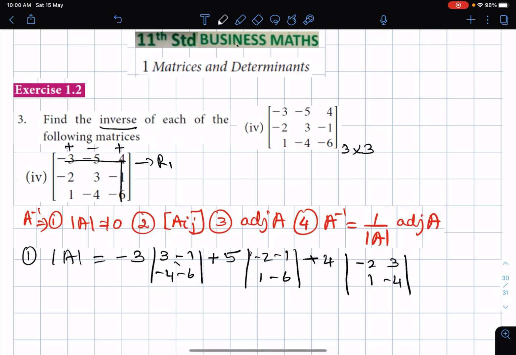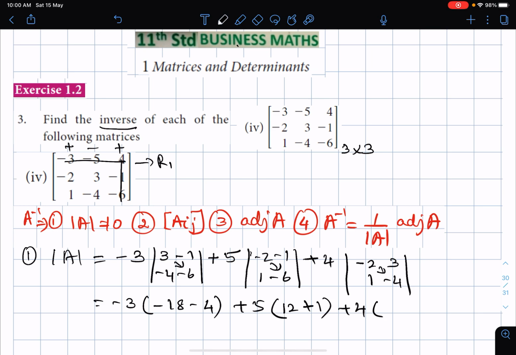Now expanding each determinant, you will get the answer. So the answer is minus 3 into minus 18, minus into minus plus, so 4 into 1 is 4. So you can remove this bracket and directly write it as minus 4. Now plus 5 into minus 2 into minus 6 will give you plus 12, and minus into minus plus 1. Then the last one, 4 into minus plus, so 2 into 4 is 8 minus 3.